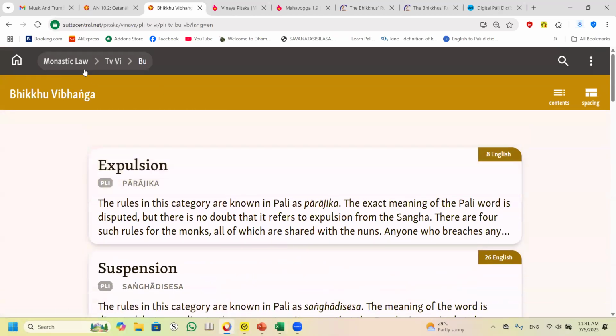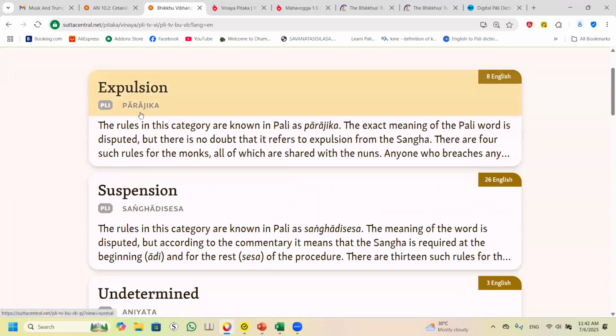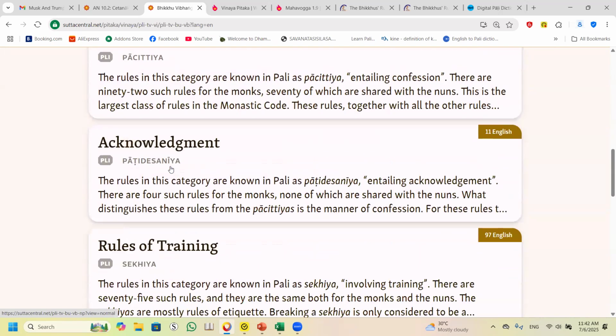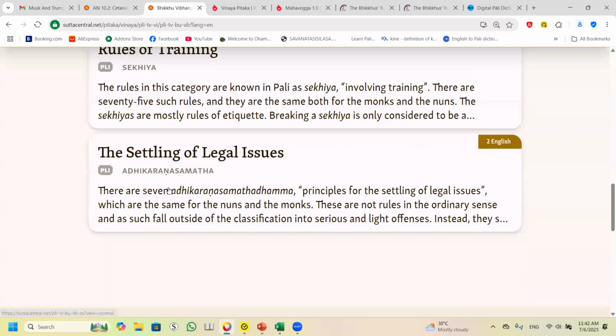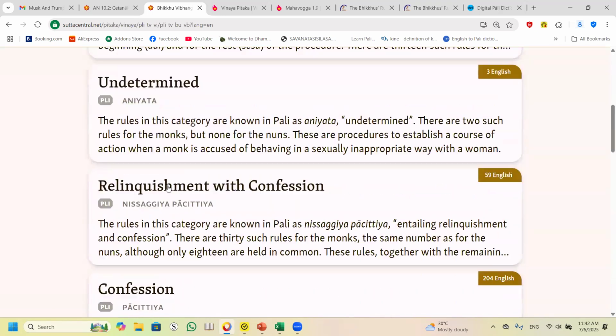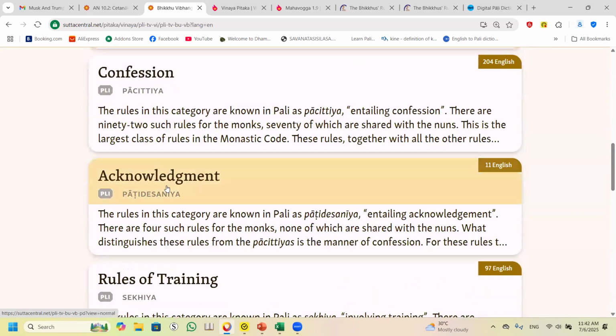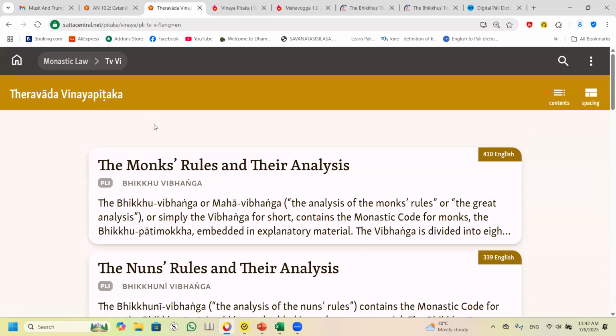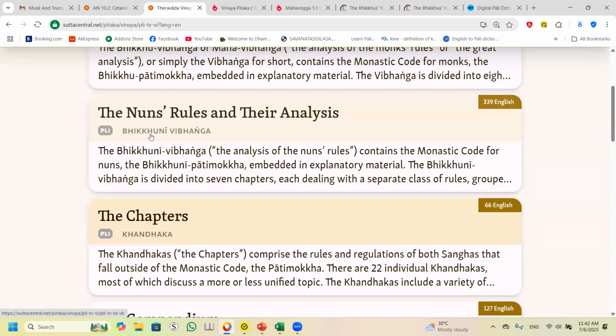Okay, this is monastic. Can you see this is monastic? This is Parajika. This is Sanghadisesa. We are not interested in those, we should go to the Mahavaga. So in this case, what we do is Mahavaga.